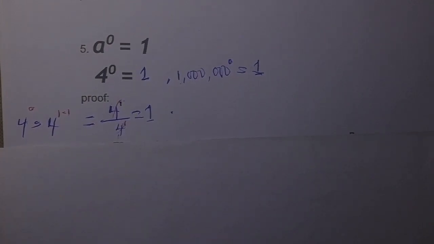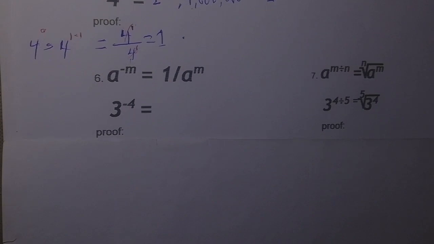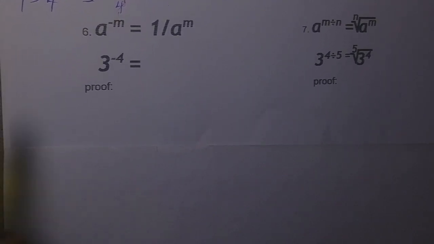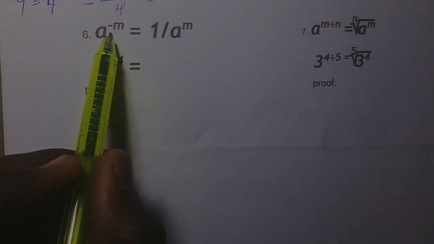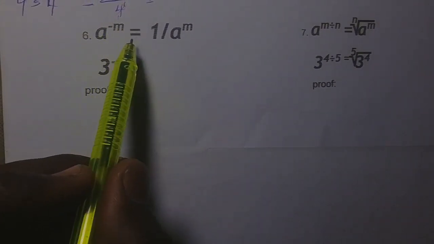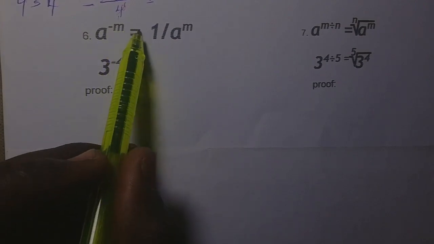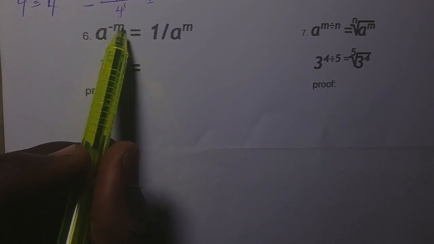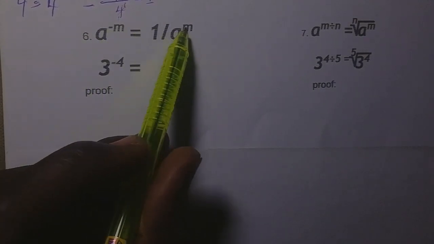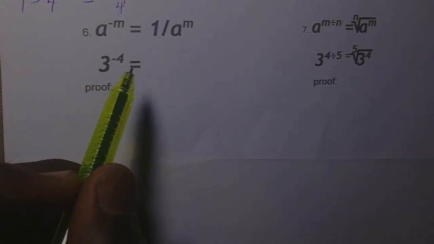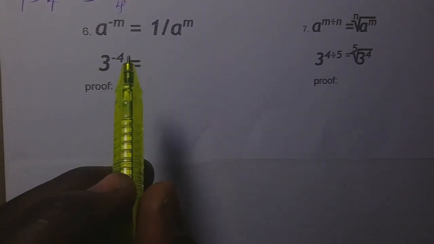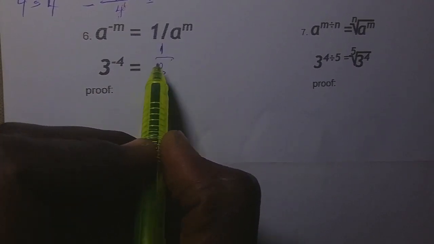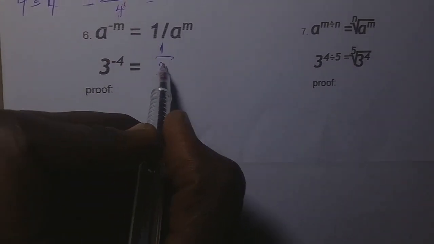So moving on to the sixth law, it says if you have a base power negative, as in this case a power negative m, it's nothing but 1 over a power positive m. So the sign of the power will change from negative to positive. So here's an example. 3 power negative 4, according to the sixth rule, can be written as 1 over 3 power positive 4, like this.